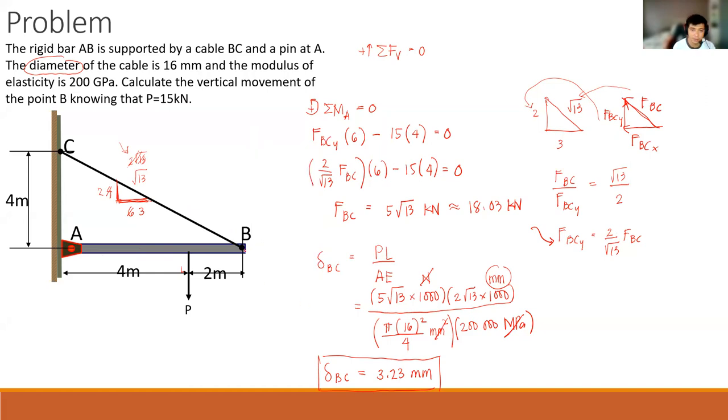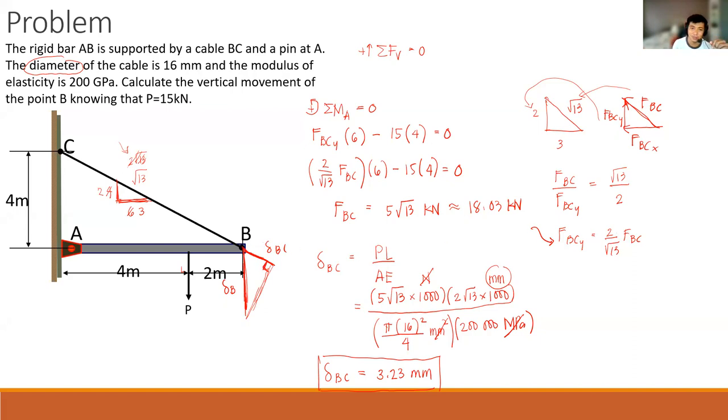Again, the deflection is towards this location. Let's say this is the deflection at point B, the vertical deflection. Then this is the deflection of the cable BC. Creating a right triangle, we can utilize the ratio and proportion method to solve the deflection at B. Again, this is just an exaggeration of the drawing, for the sake that we can clearly see the triangle.